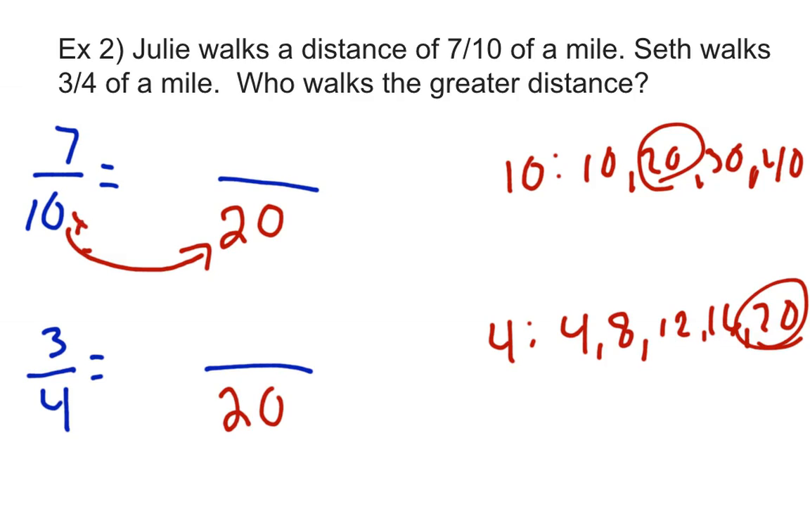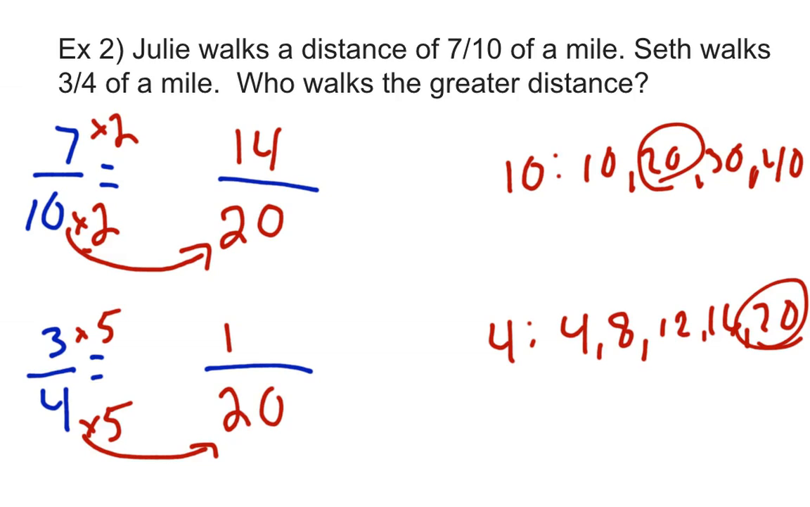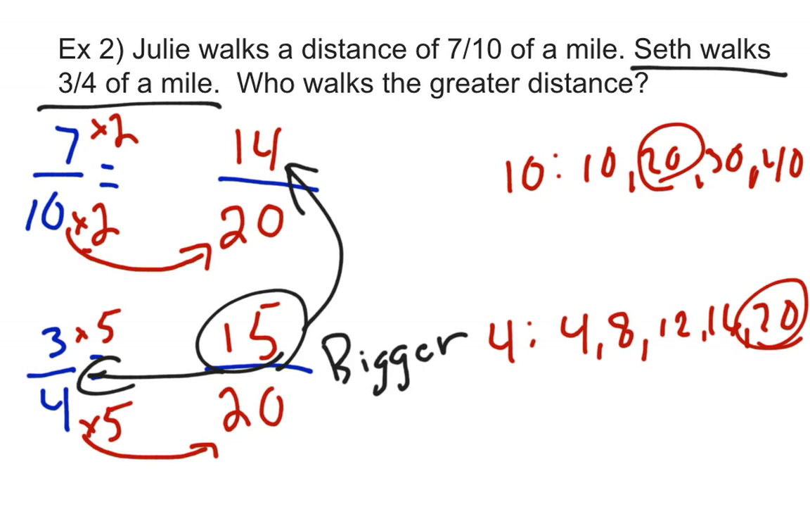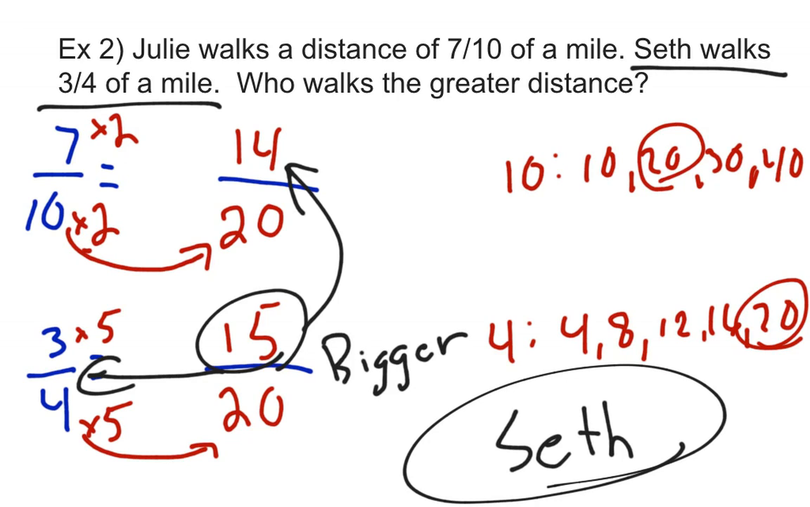So how do I choose to use the 20? 10 times 2 gives me 20, so I have to do 7 times 2, which is 14. So an equivalent fraction becomes 14/20. For the 3/4, I have to go times 5, because 4 times 5 is 20, so 3 times 5 is 15. Comparing the numerators, I know that 15 is larger than 14, so 15/20 is the larger one. 15/20 originally was the 3/4, and Seth walked the 3/4. So who walked the greater distance? That would be Seth.